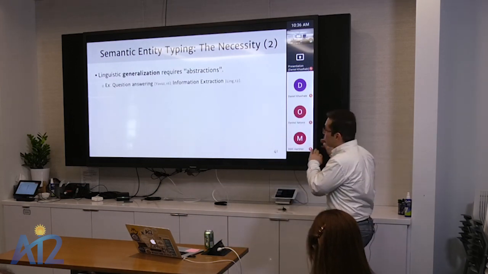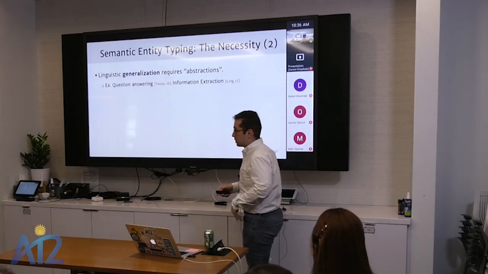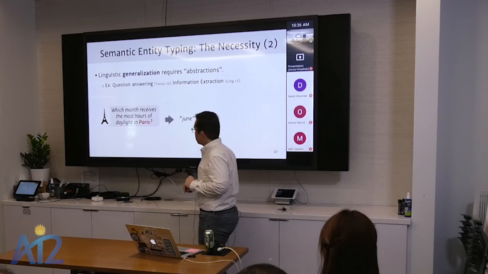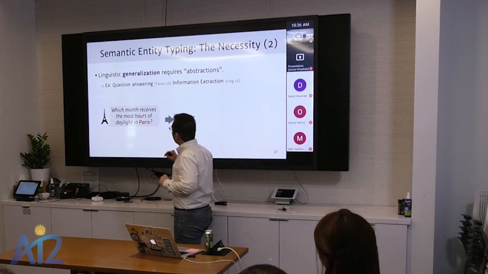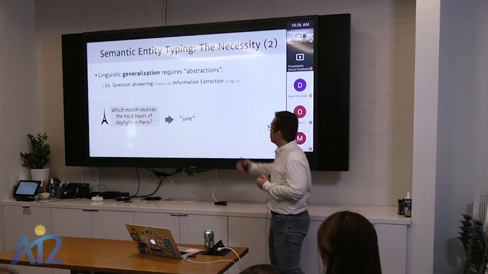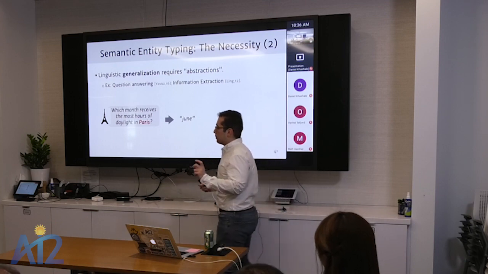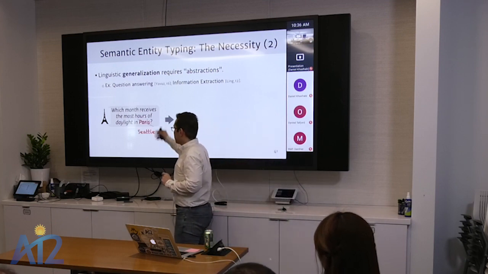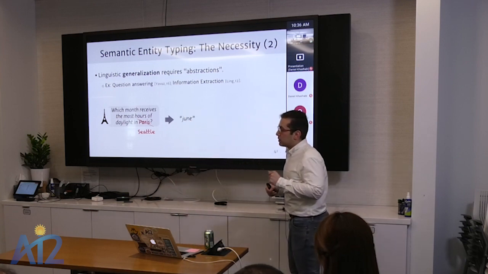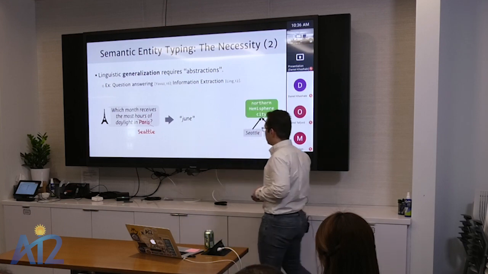Another motivation for doing semantic entity typing is gaining generalization by creating abstractions. Let me explain this by giving you an example. Let's take this question: which month receives the most hours of daylight in Paris? Let's say you have a good system which tells you the answer is June. What does it take for this system to be able to deal with perturbations of this question? For example, if I change Paris to Seattle, what should this system really know in order to understand that the answer to the same question is, again, June?